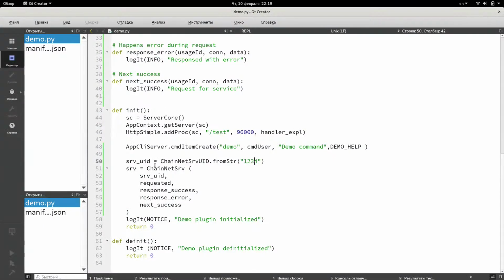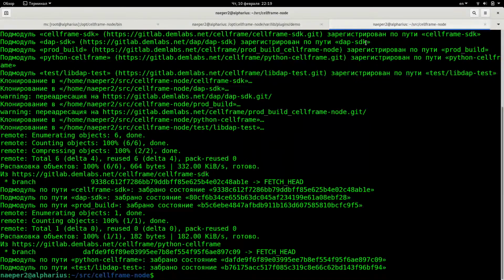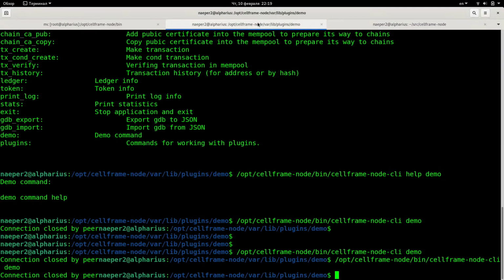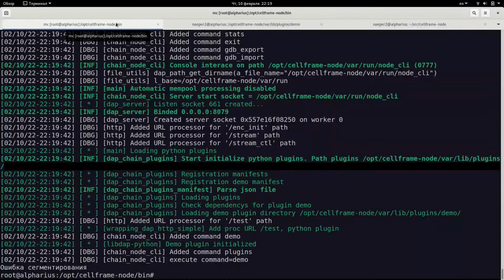Okay, let's check how. Let's maybe comment it out too. We don't need to init service, at least service ID, and let's just run it and try. I don't know why it so happens. Now we have an issue again in command execution.